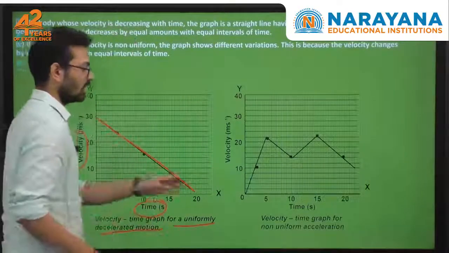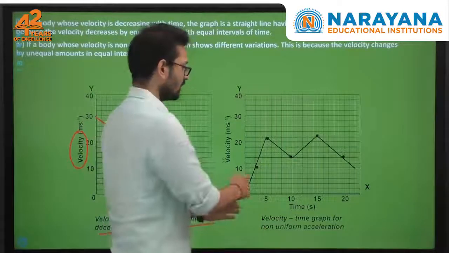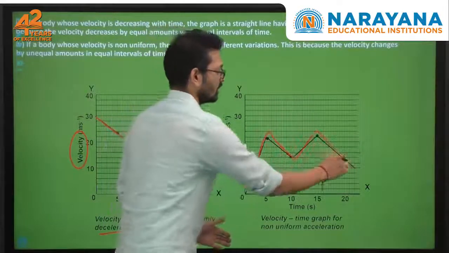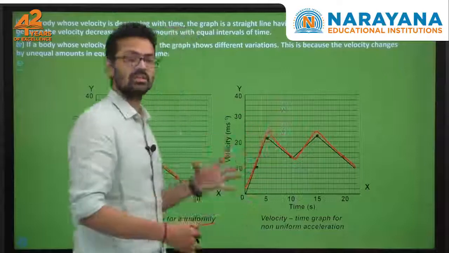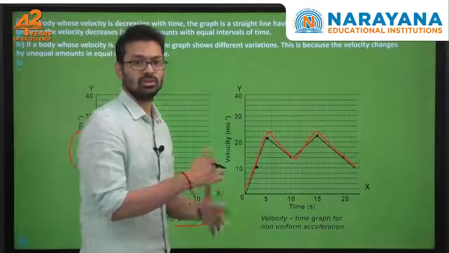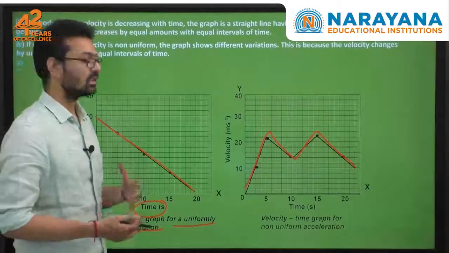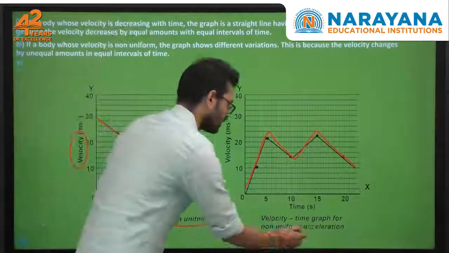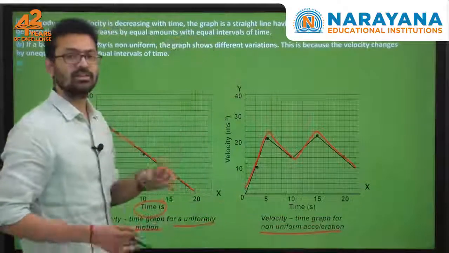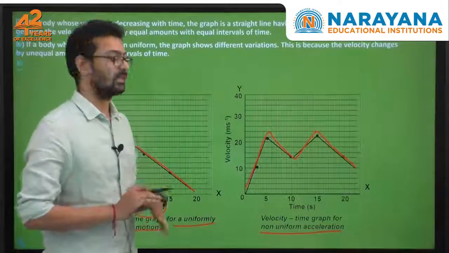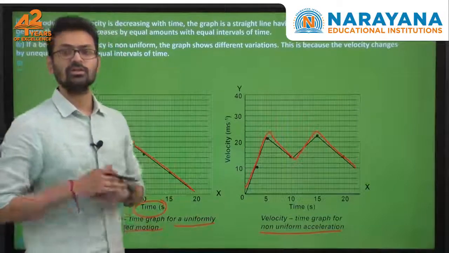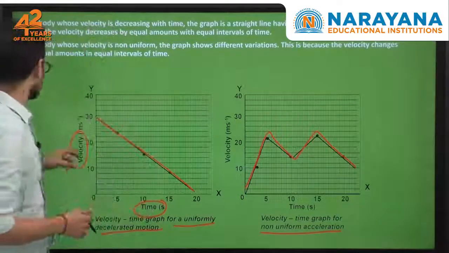Now if you take a velocity-time graph in a zigzag manner, continuously changing and not having a proper shape, then you can say that it is non-uniform acceleration. Sometimes you are raising your vehicle speed and sometimes you are decreasing it. Then the graph comes in this manner. So this is the concept of graphs, kids.